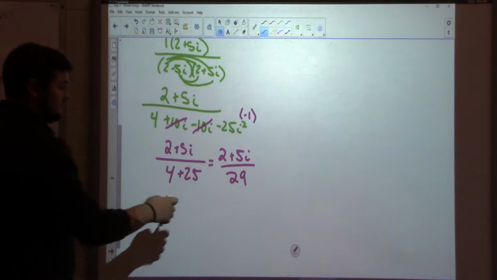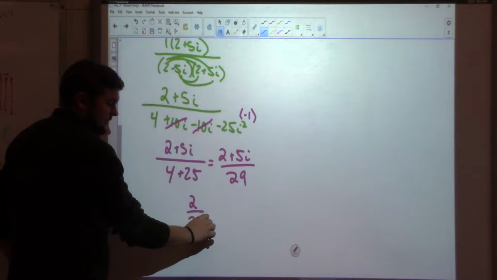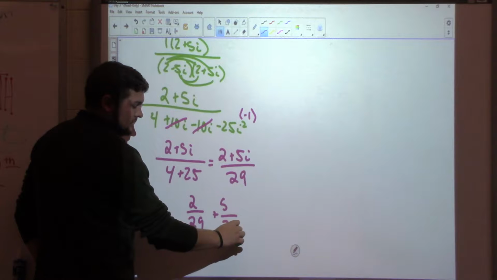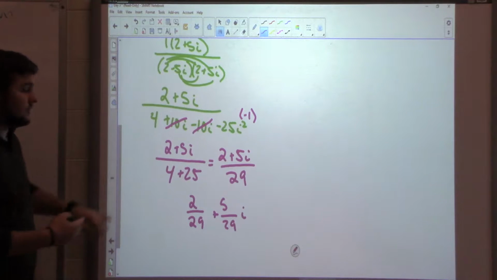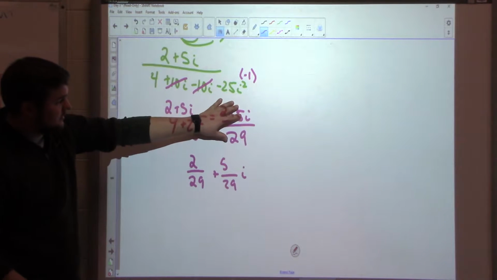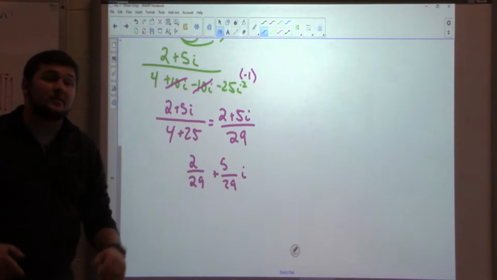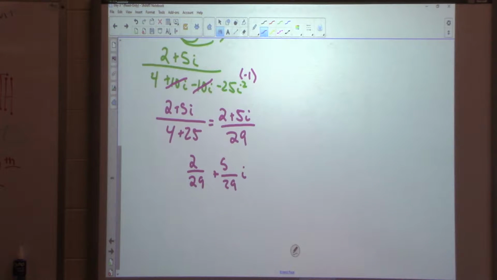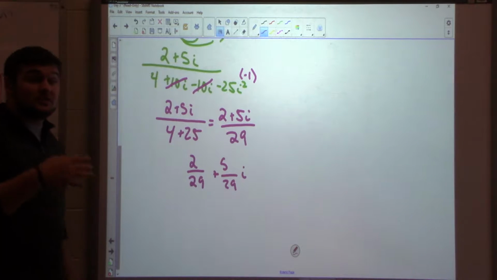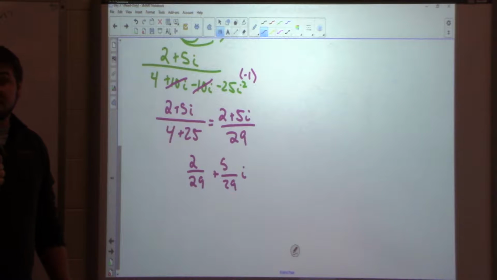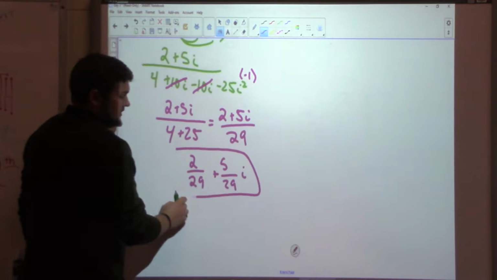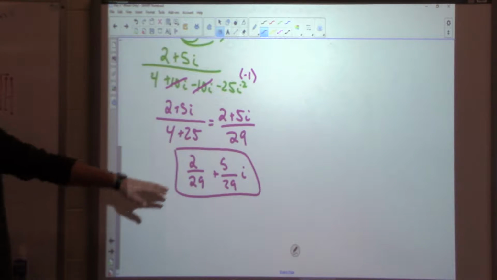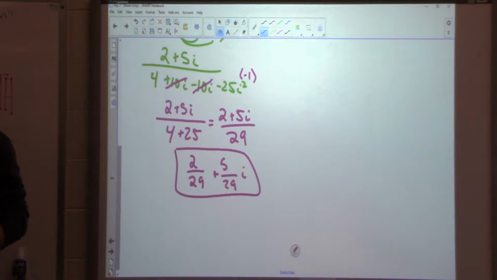How we do that is we take 2 over 29 plus 5 over 29, or you can put 5i over 29. Either one works. All I'm doing is splitting it into real and imaginary. Because then, if I have the ability to, I can reduce those fractions. In this case I can't reduce any fractions, but if I could, you need to do that. Does that make sense? It gives us a real plus an imaginary part like we want, and that's our final answer. Like I said, if you want to write 5i over 29, that's also perfectly fine.